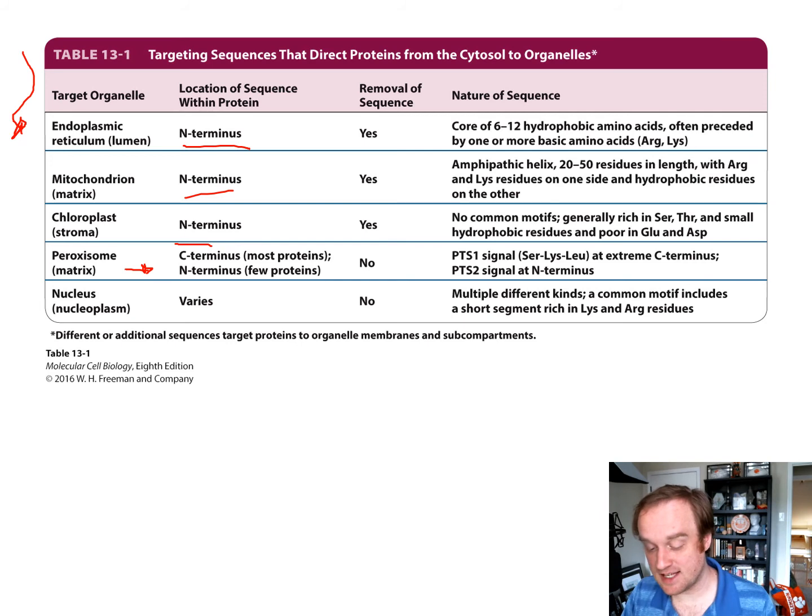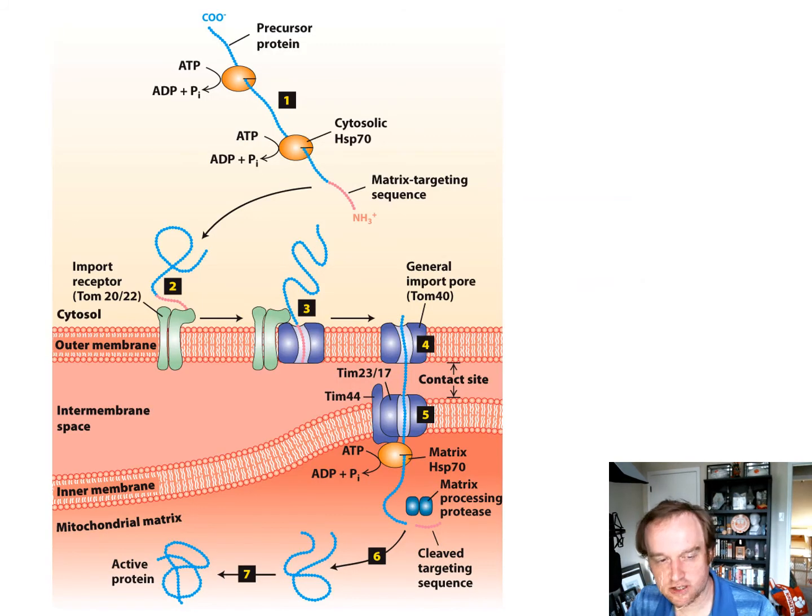It depends on what organelle they're going to, whether or not these sequences are removed during the process of folding, and there's different natures of the sequence. But like I said, I'll leave this for you guys to look at and kind of decipher. I'm not going to read it to you, and it might be something good to know for the exam. Hint, hint. Okay. So now let's look at another organelle and see how proteins are imported into the mitochondrial matrix.